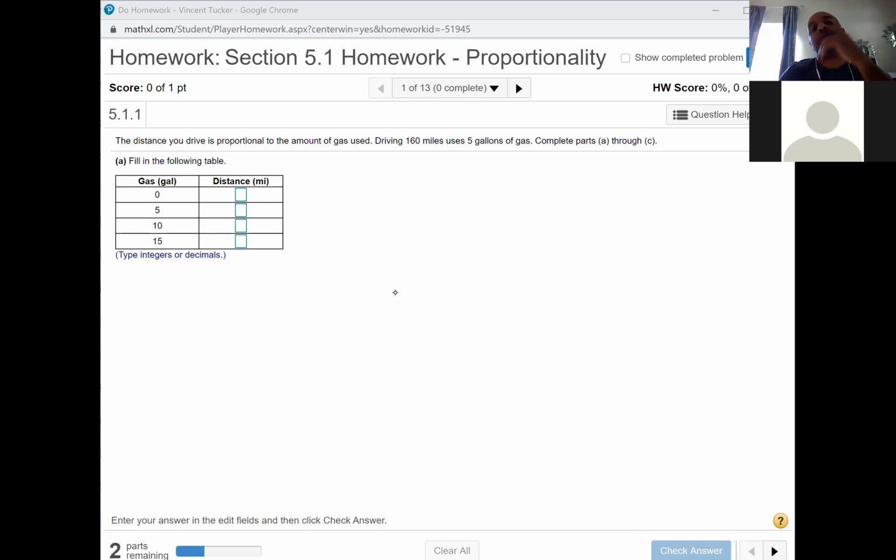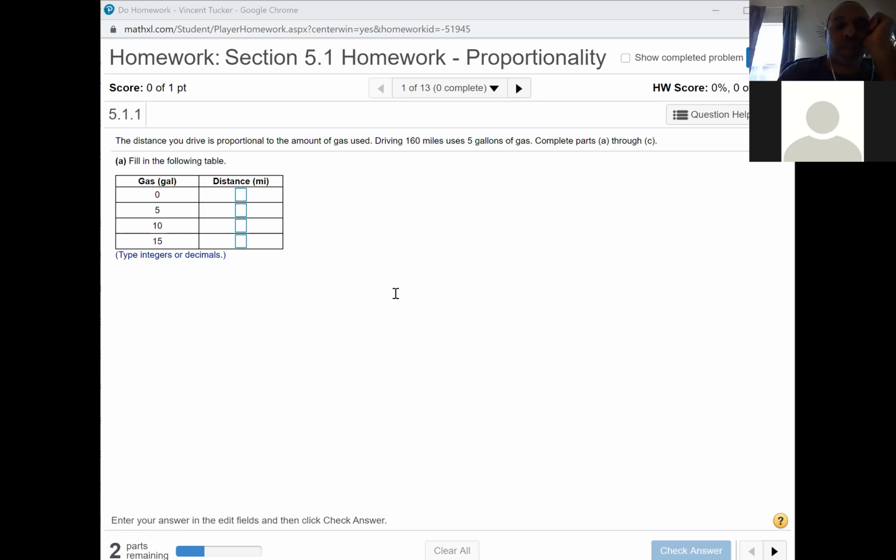So 5.1, proportionality, and a lot of this in 5.1 are things we've already alluded to and talked about when we dealt with proportions and ratios. And a lot of the problems in this section, well, they don't vary that much. So when we look at this first one, the distance you drive is proportional to the amount of gas used. Driving 160 miles using 5 gallons of gas. Complete parts A through C.